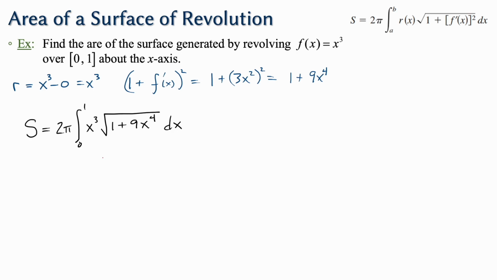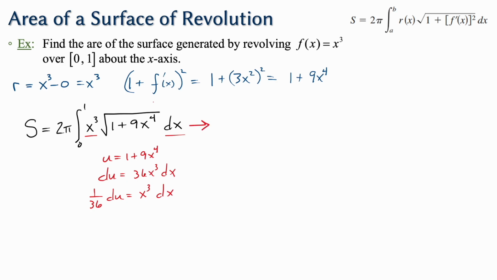So as always, we're going to say, well, our u is going to be that 1 plus 9x to the fourth, which means, of course, du equals 36x to the third dx. And since we're looking at only substituting in for x cubed dx, that means we're going to be throwing a 1/36 out front with our du to substitute in for the x cubed dx.